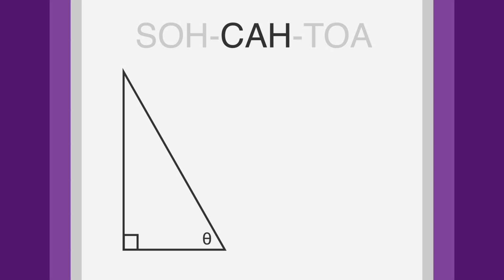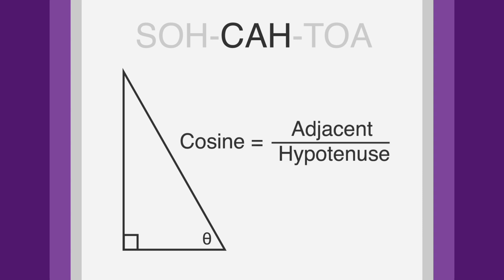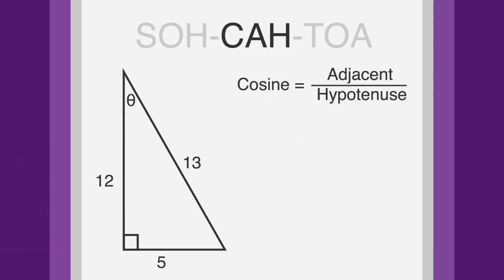The next part of our magic word is cah, which stands for cosine equals adjacent over hypotenuse. If you have a right triangle, the cosine of an angle equals the length of the side adjacent to that angle over the hypotenuse. So if cosine equals adjacent over hypotenuse, what is the cosine of theta in this triangle?